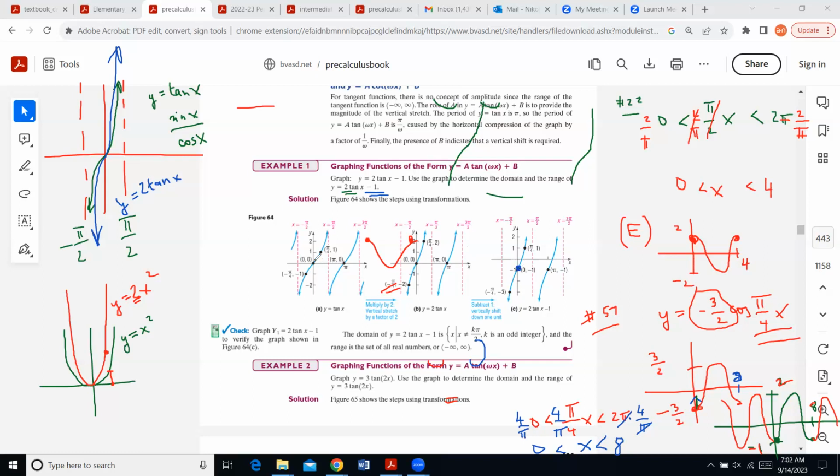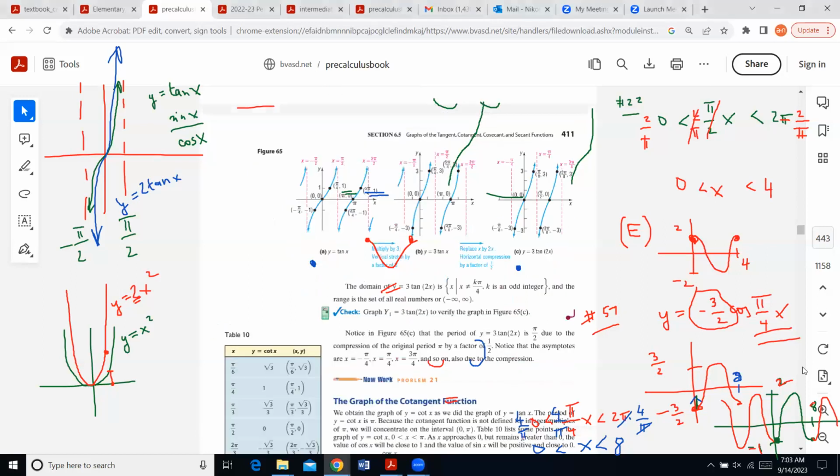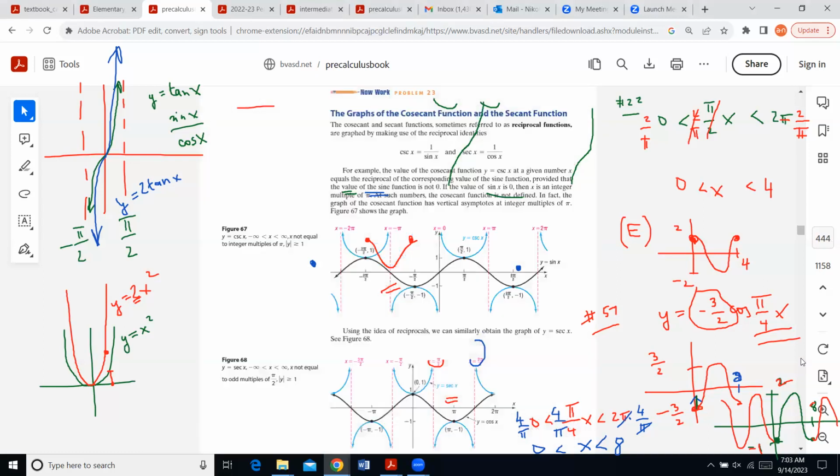So it used to pass through the origin point. Now it passes through point -1. So the picture shifted down, just like we did in the section that we just looked at in 6.4. So let me graph some of the tangents.